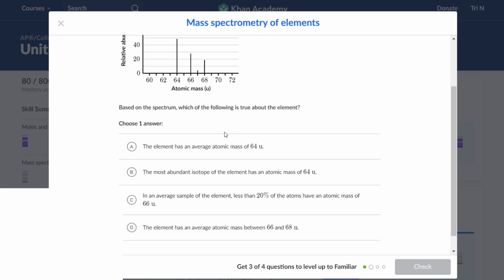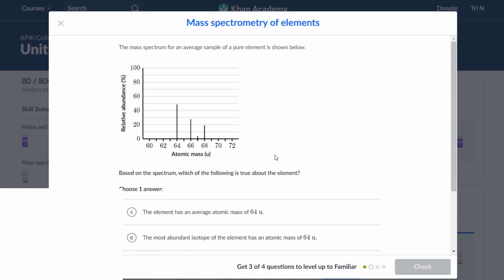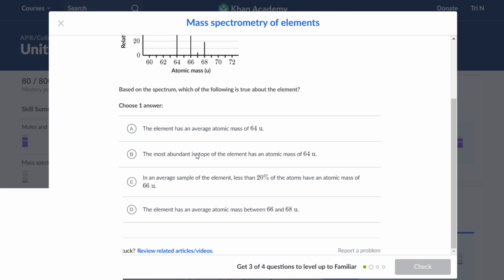The element has an average atomic mass of 64 U. That wouldn't be right because you have 68 and 66, so the average would be greater than 64. The most abundant isotope of the element has an atomic mass of 64 U. That looks right, but let's see if there are other answers.